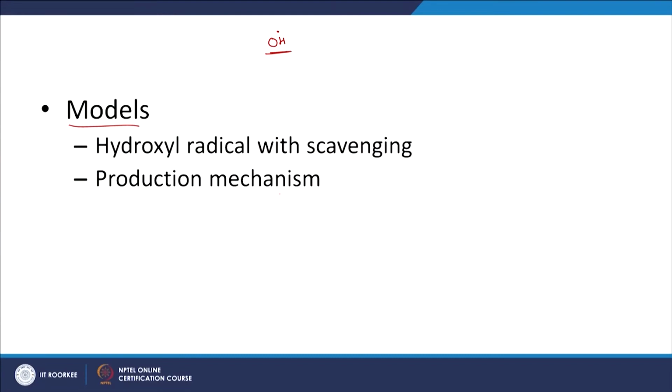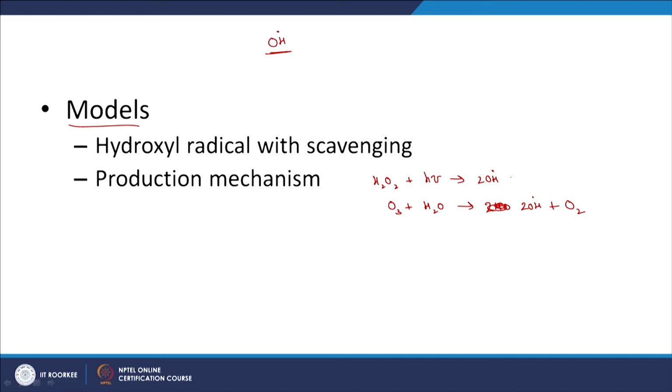Let us look at one particular example here. For the production mechanism, we can have hydrogen peroxide in the presence of ultraviolet light lead to formation of hydroxyl radical, and also ozone, depending on the pH that you maintain, usually at higher pH, can lead to formation of the hydroxyl radical. So, we just looked at two mechanisms for your understanding.